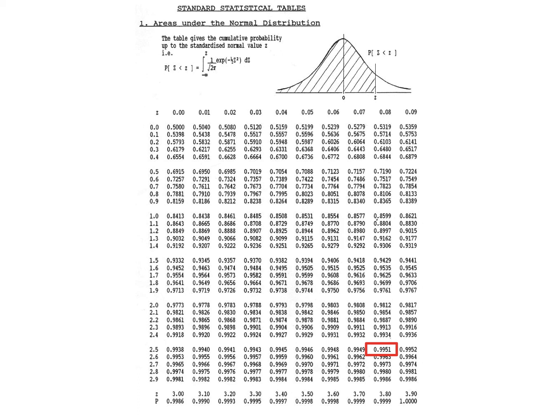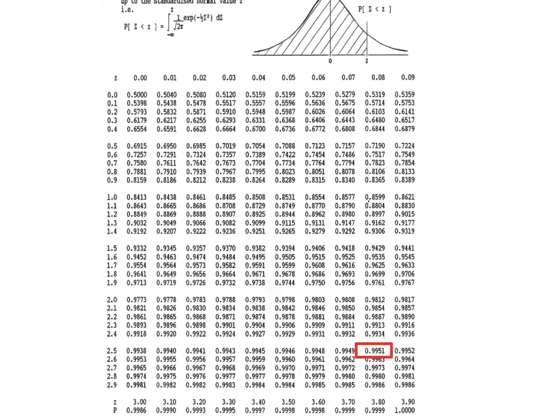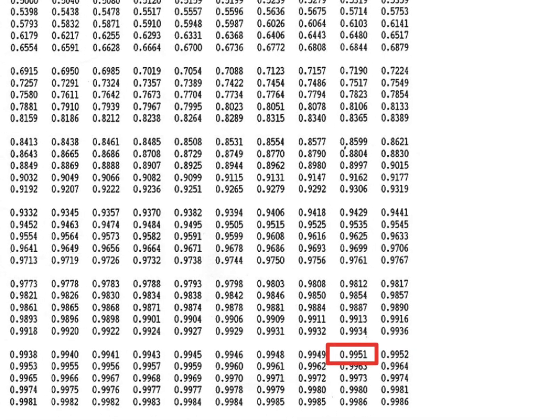So the first table shows the cumulative probability up to the Z-score. We can see this in the illustration at the top. We then go to the Z-score of 2.58. And we can see that 0.9951, or 99.51% of scores in a normal distribution will be below 2.58. We can also infer from this that 0.49% of scores will be above 2.58.